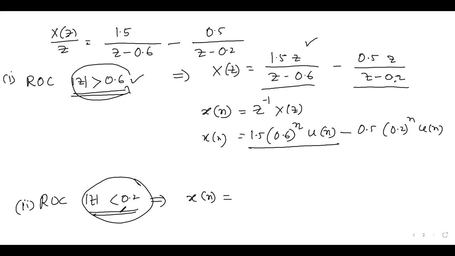For 0.2, it is given 0.2. That means both sections will be what? Right hand side or left hand side? Left hand side. So what will be the formula for the left hand side?